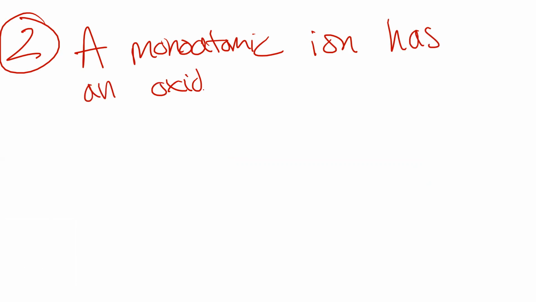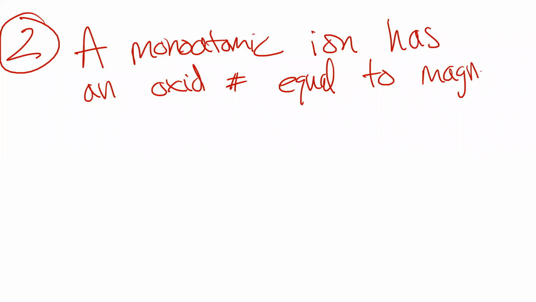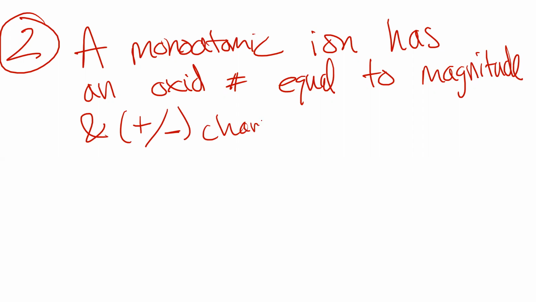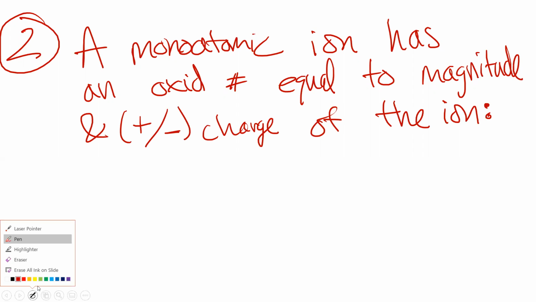A monoatomic ion has an oxidation number equal to the magnitude and sign, positive or negative, of the charge of the ion. This is hopefully a straightforward one as well.